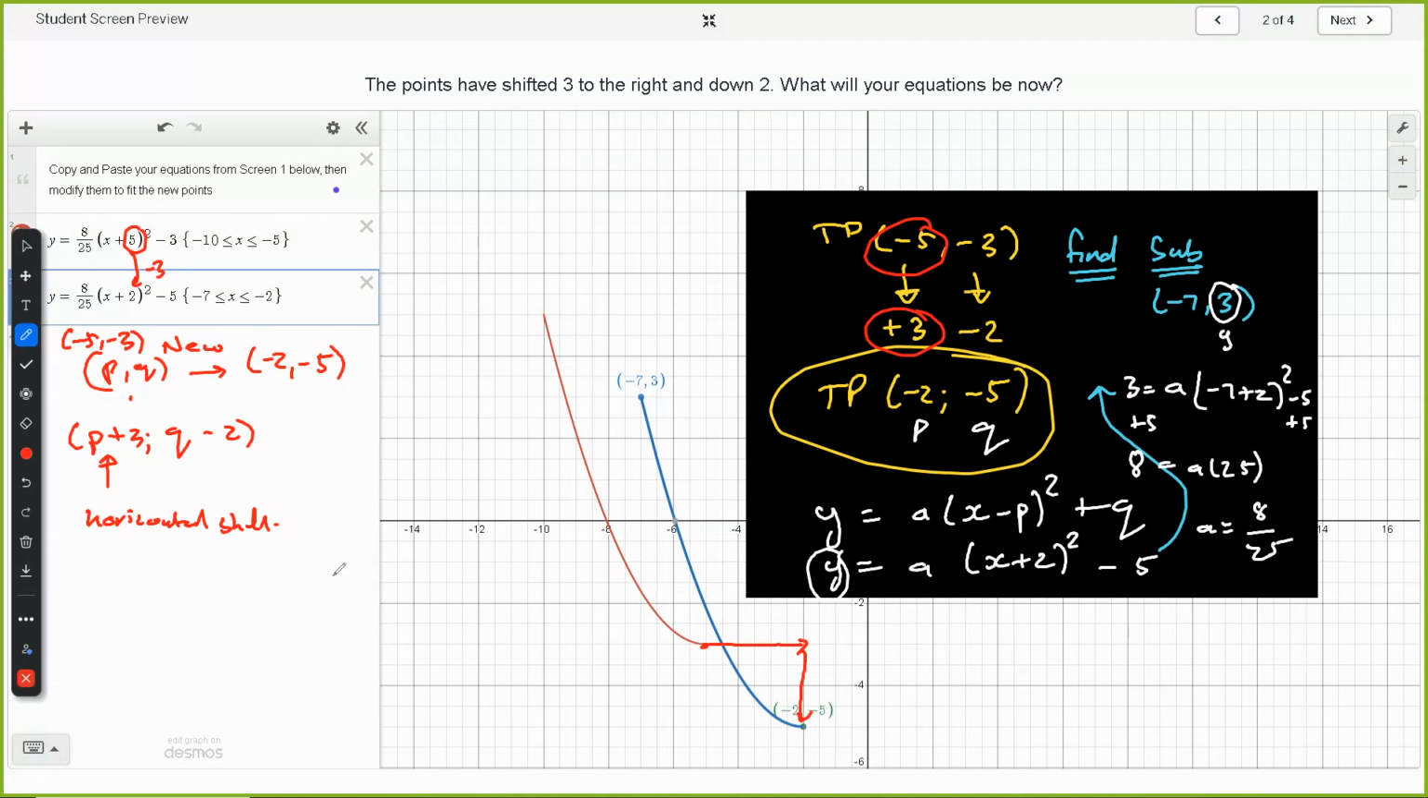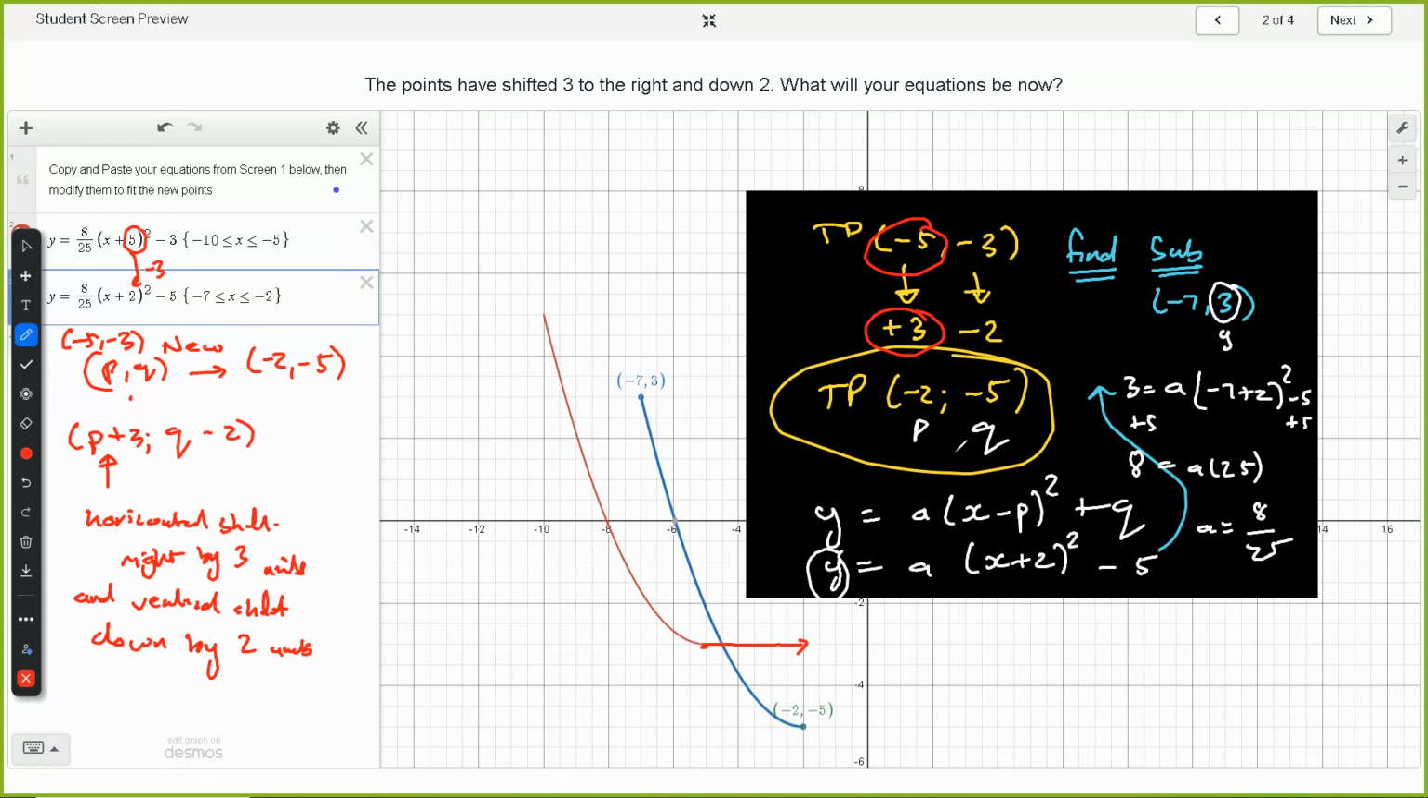Are we going right? Right, the horizontal shift is going to be right by 3 units, and the vertical shift is down by 2 units. Or not points, let's use the word units in here.